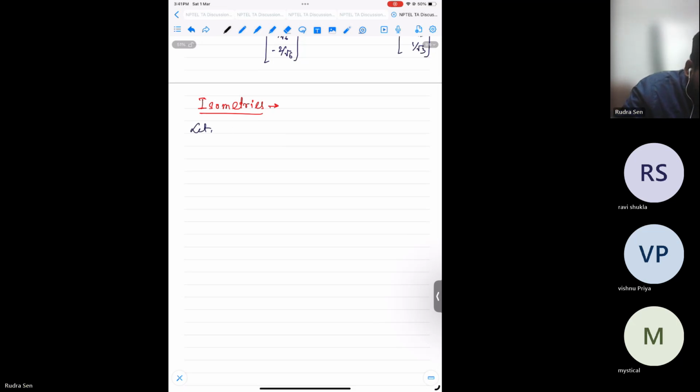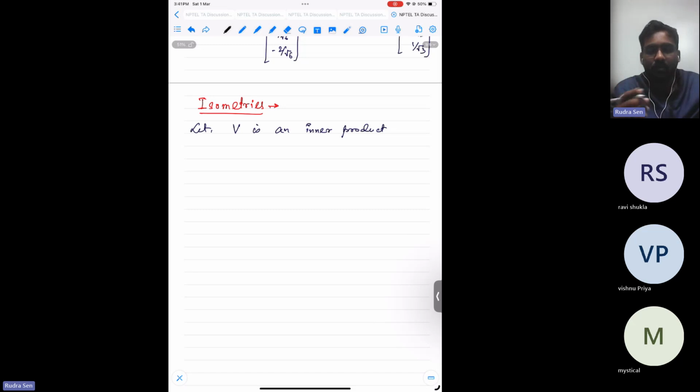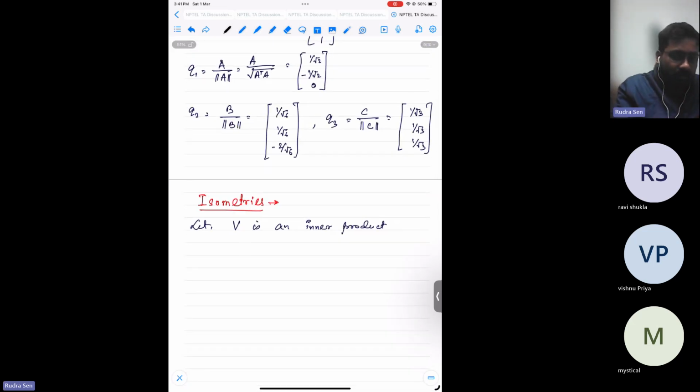Let V be an inner product space. If A and B are two vectors, then A transpose B is basically the inner product of those vectors.